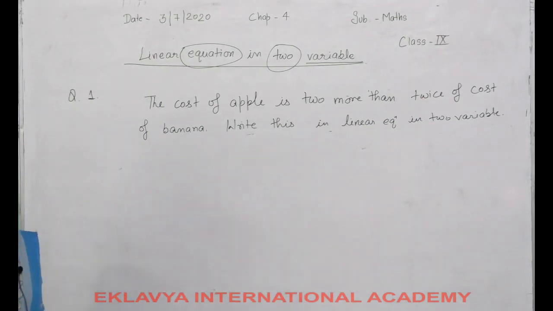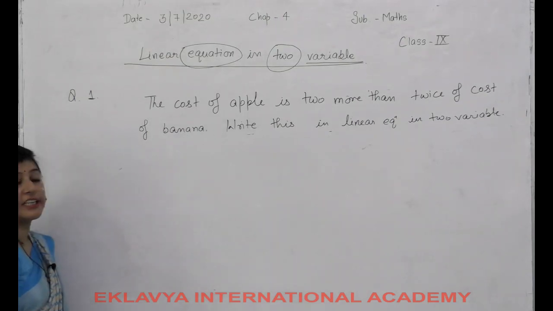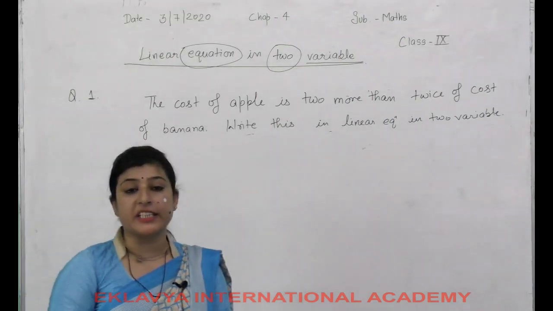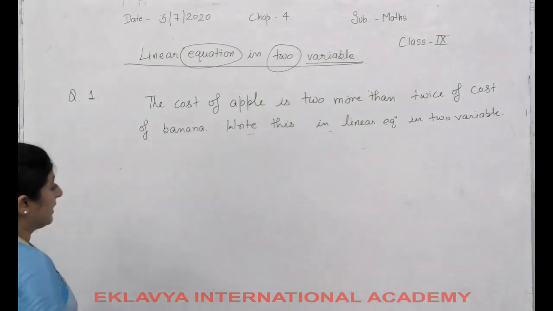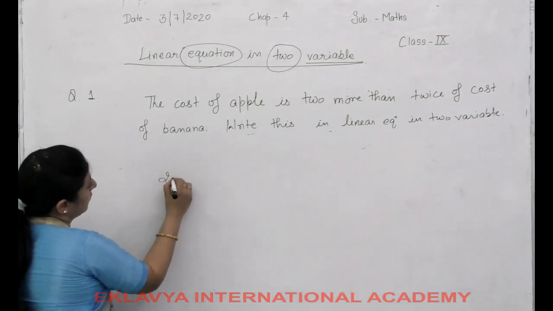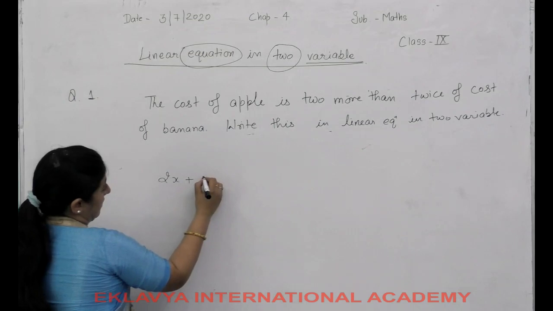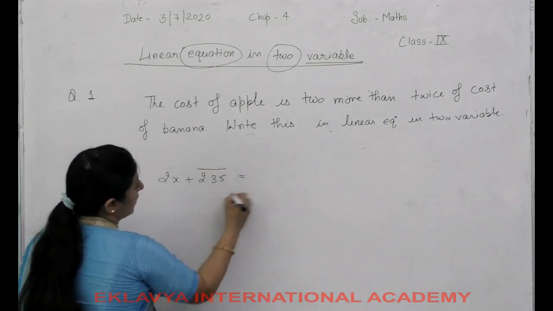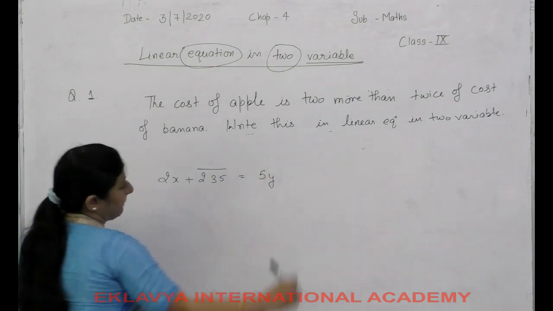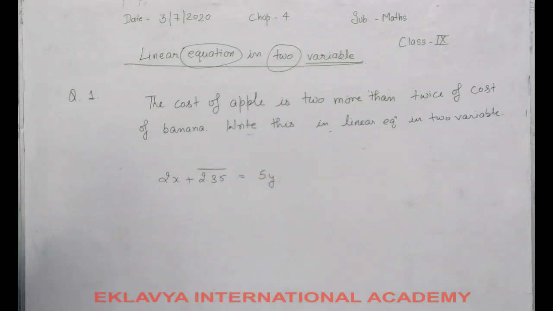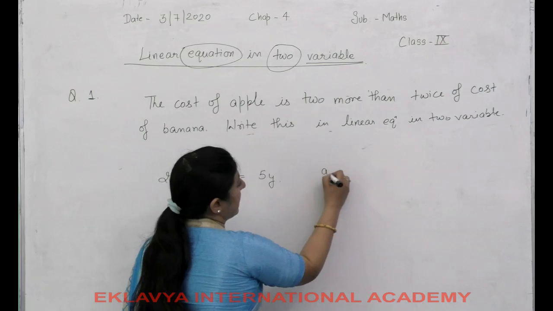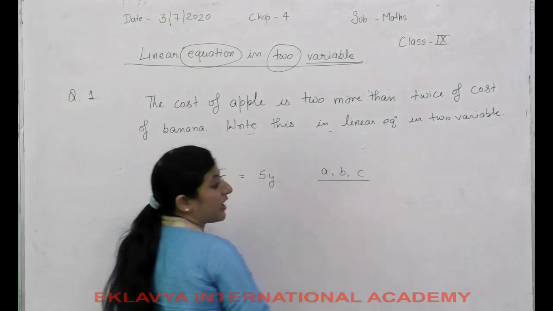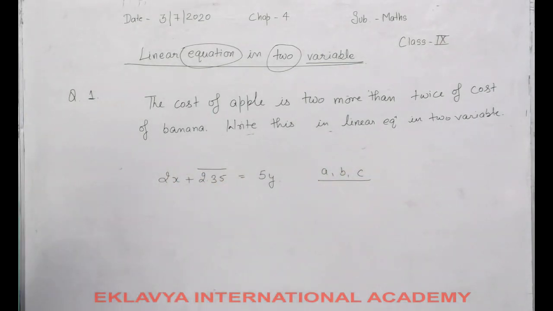Now see the next topic, standard form: questions related to the standard form of linear equation in two variable. Suppose I write 2x plus 2.35 bar is equal to 5y. Our question is, firstly write it in standard form, then find out the value of A, B and C.